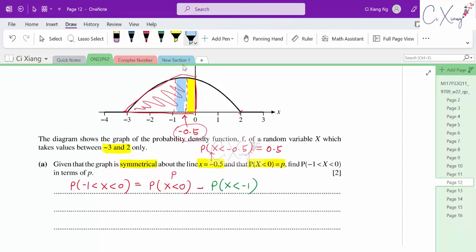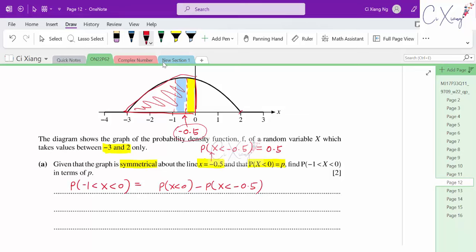Okay, they are the same area because the line of symmetry is at -0.5. So I hope that you understand what I said here, right? So maybe I need to change my steps again. Okay, I'm having the probability of x smaller than 0 minus the probability of x smaller than -0.5, which is a yellow color area here.